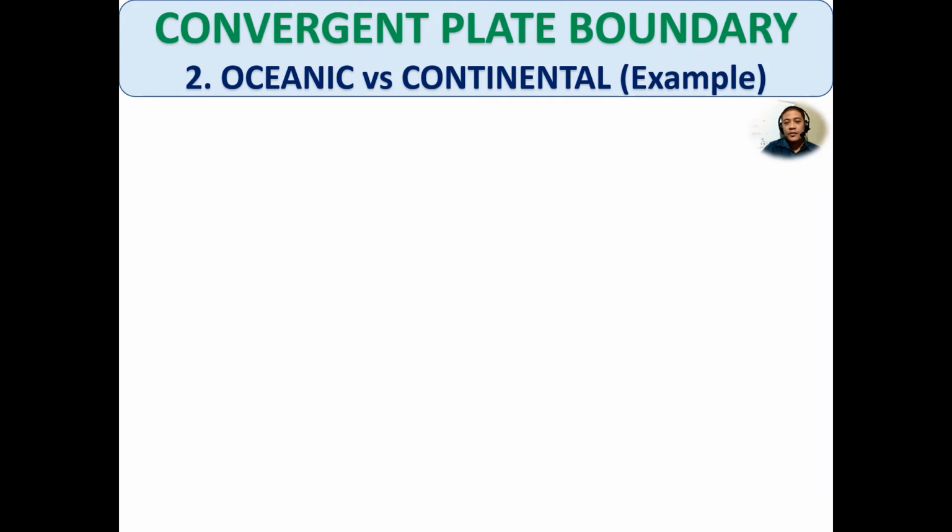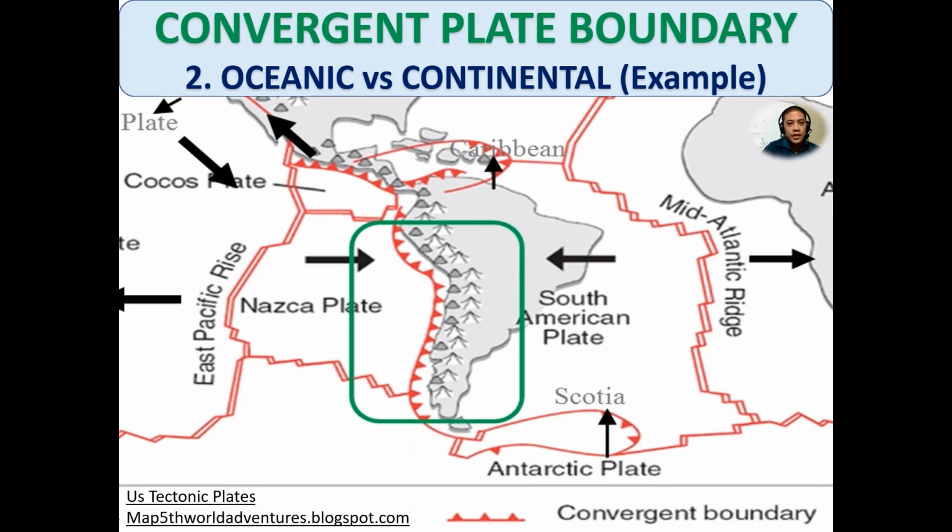An example of a continental volcanic arc produced by an oceanic-continental convergent boundary is the Andes mountain range running along South America's western side. From Venezuela in the north, the range passes through Colombia, Ecuador, Peru, Bolivia, Argentina, and Chile.